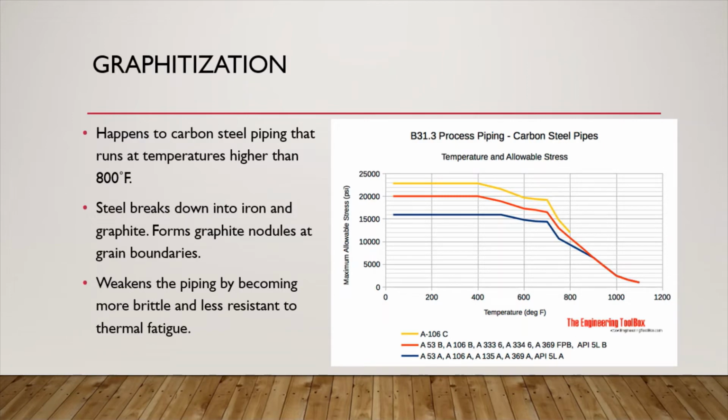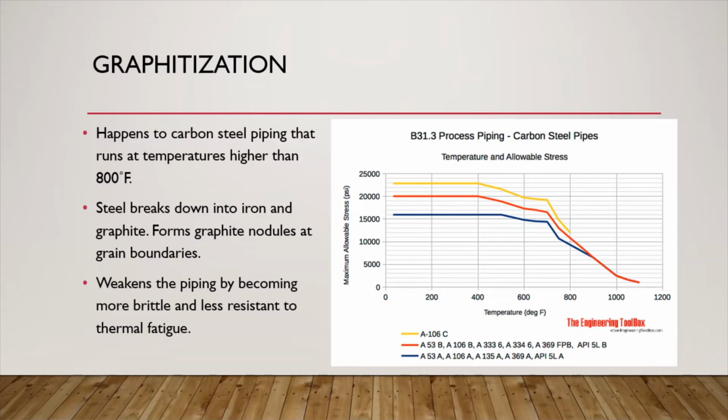Graphitization is what happens to carbon steel piping that runs at temperatures higher than 800 Fahrenheit for an elongated period. Steel exposed to this temperature starts seeing the carbon forming nodes at the grain boundaries, so it essentially is breaking down into iron and graphite, which will make carbon steel lose tensile strength and become brittle. This becomes a problem because it leads to more cracking at the walls and in turn leads to leaks of the process.